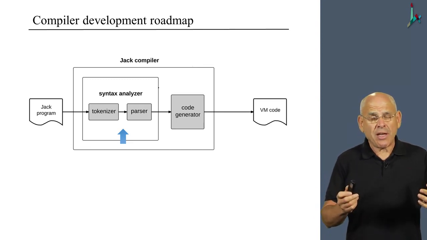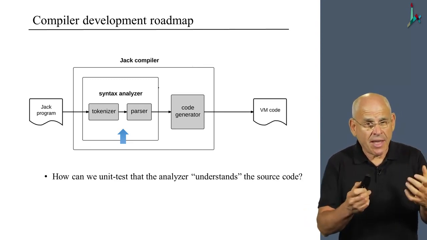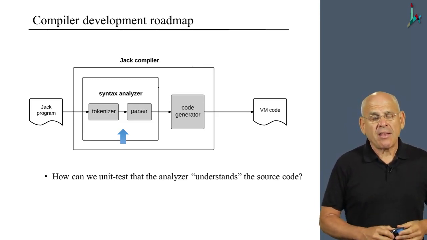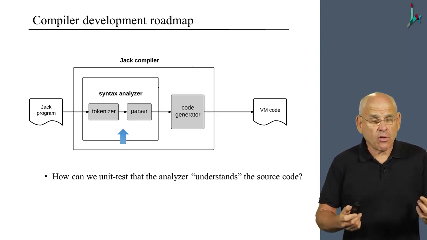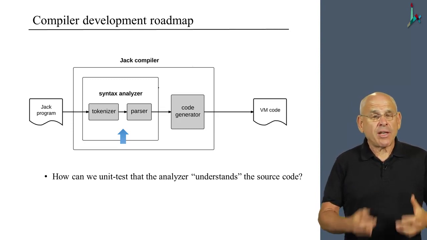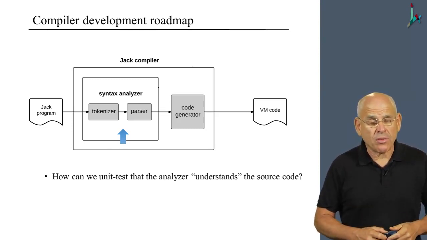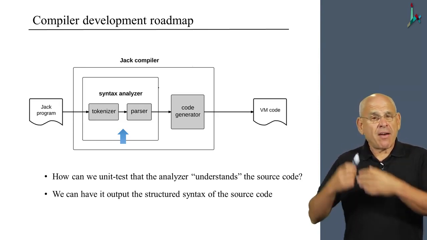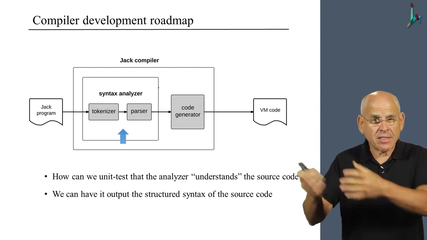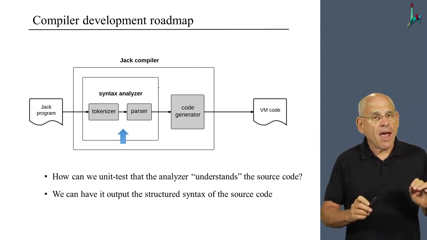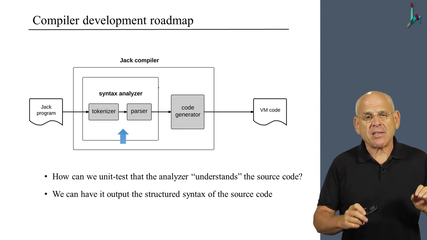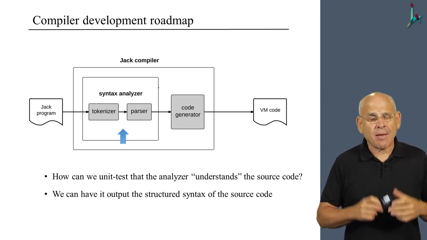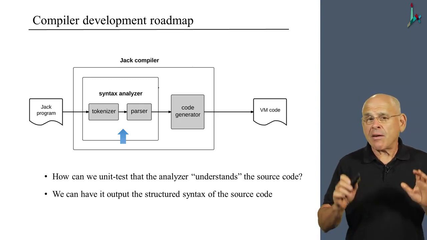So there's an interesting question here, which is how can we unit test the syntax analyzer in isolation? How can we convince ourselves that the syntax analyzer understands the source code before we actually develop the capability to generate code from the source? Well, the answer is we can defer the development of the code generator to a later stage, as indeed we do. And for now, we can ask the analyzer to output the structured code of the source in some predetermined way. And in particular, here's what we do.